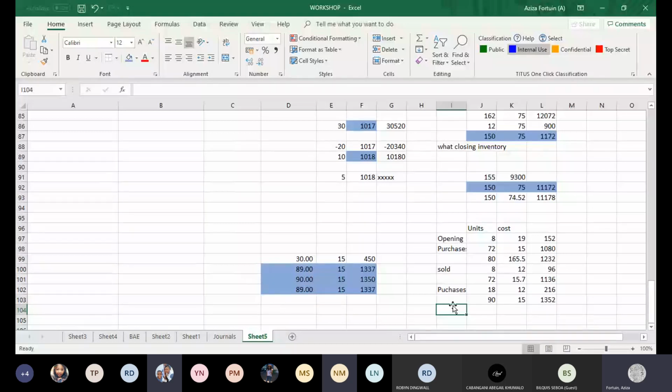So do the same example now with FIFO, sorry, the FIFO method. Use the same example and then you do the FIFO method for me. Please.